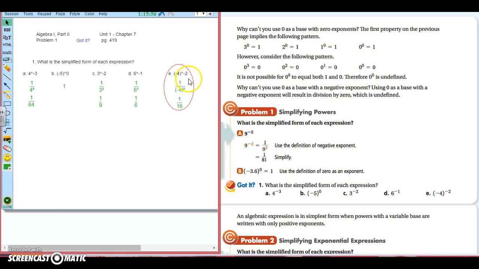Notice that in step 1 right here, the two negatives did not cancel each other out. The negative in front of the 2 in the exponent is only telling you to move something. The negative in front of the 4 is actually a negative, so those two cannot affect each other.